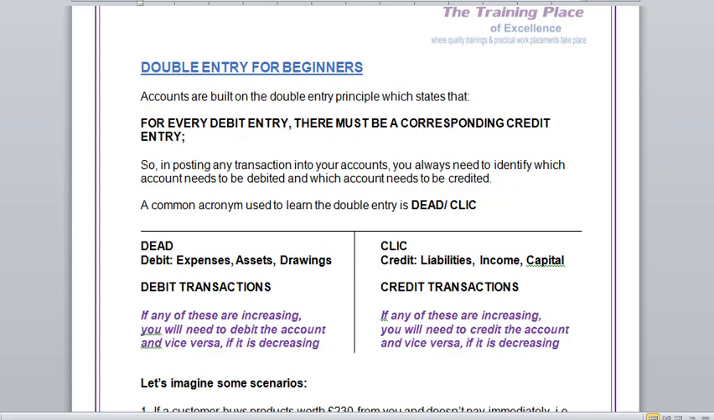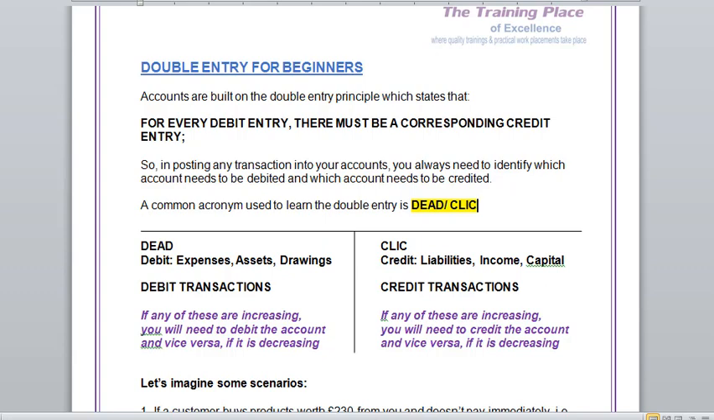When we say double entry, we know that for every debit entry, there has to be a corresponding credit entry. And to learn the double entry, we use the DEAD CLICK acronym. A couple of people use all the acronyms, but we settle for DEAD CLICK. DEAD means debit, expenses, assets, drawings. So you need to make sure you know what is an expense, what is an asset, what is drawings to you. CLICK means credit, liabilities, income, and capital.